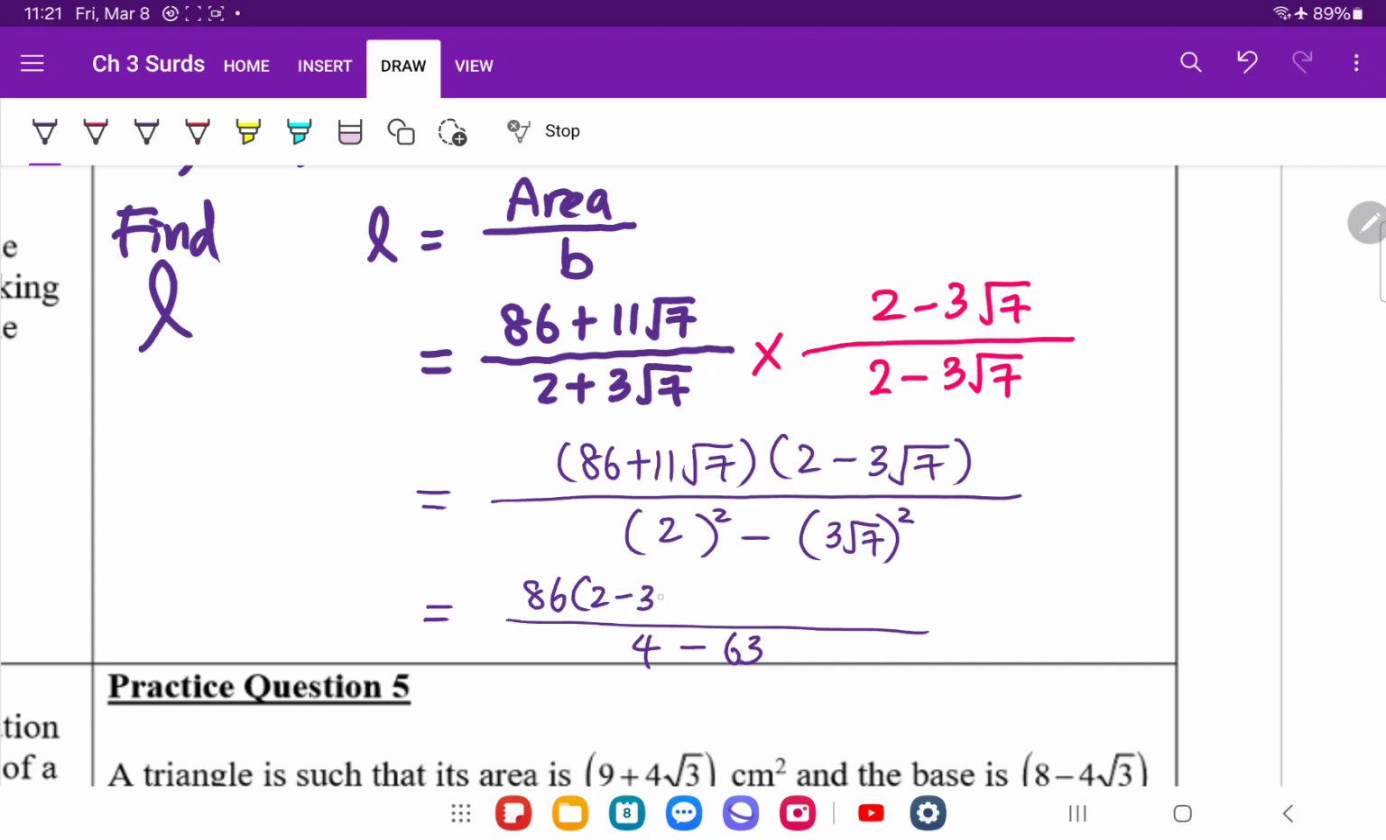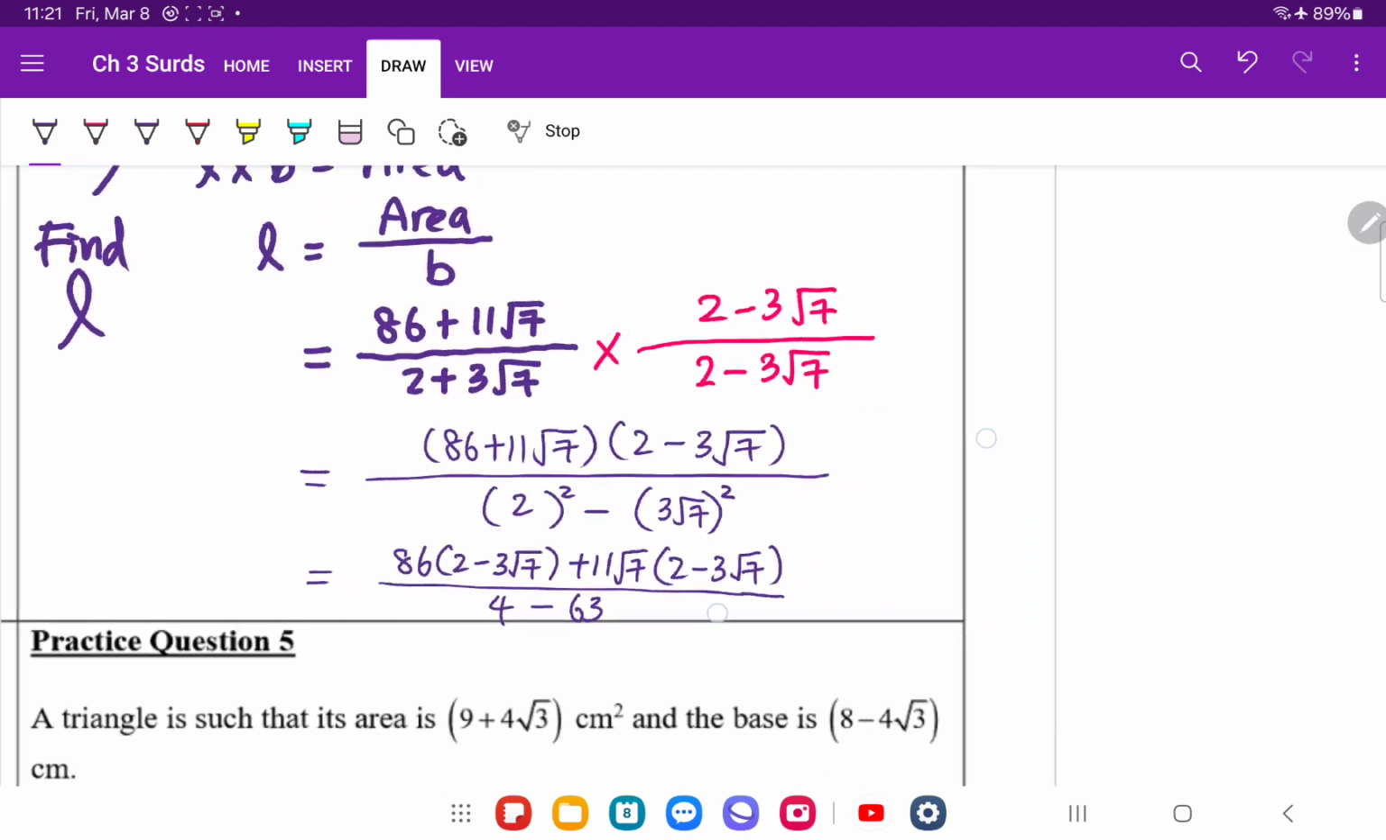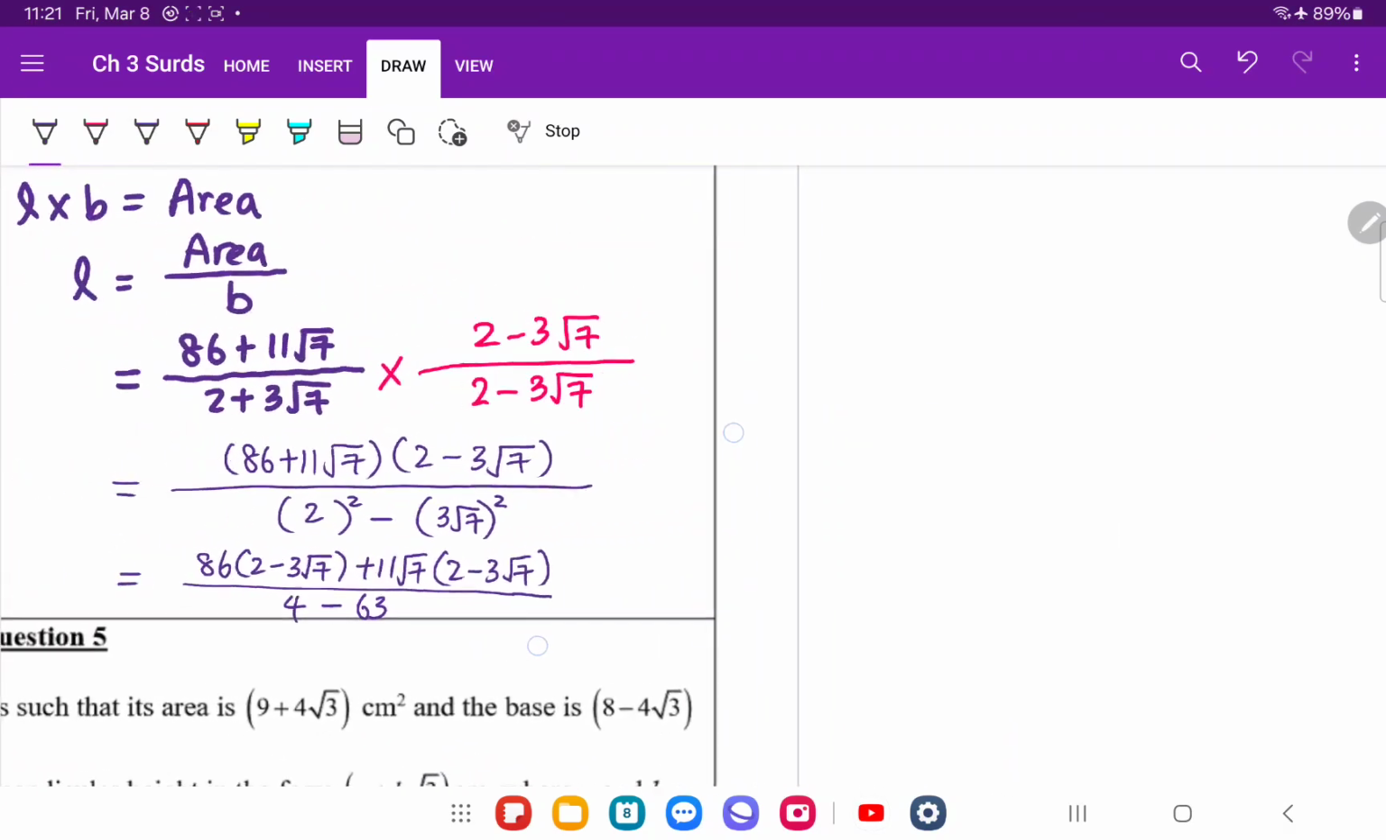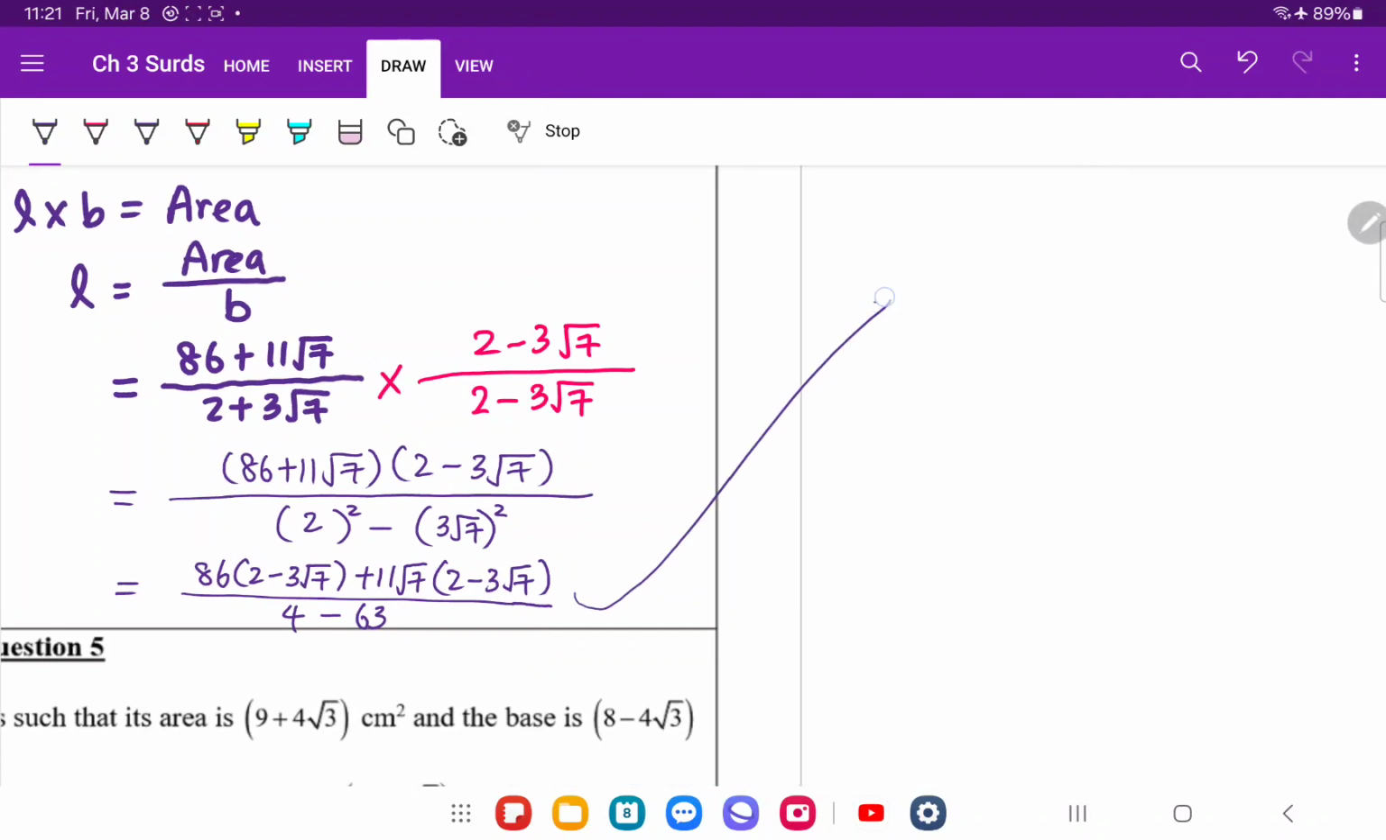Using the rainbow technique. Do it slowly, patiently, don't rush. If you can do it slowly, you will surely get the answer. Okay? Now I have no space already, so I'll write on the other side. Okay, what is 86 times 2?